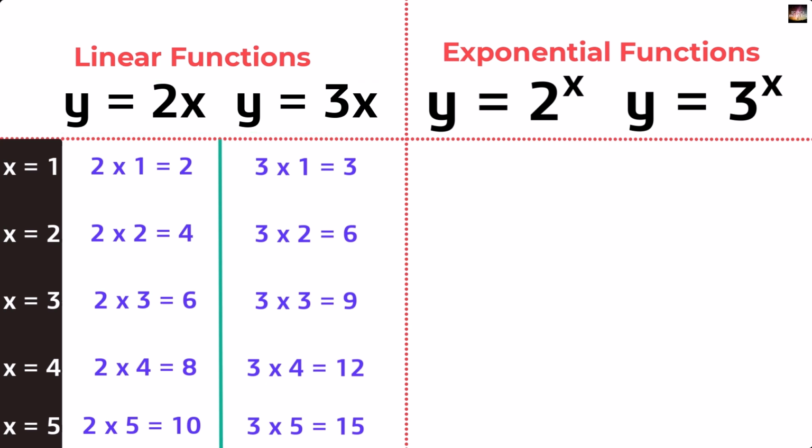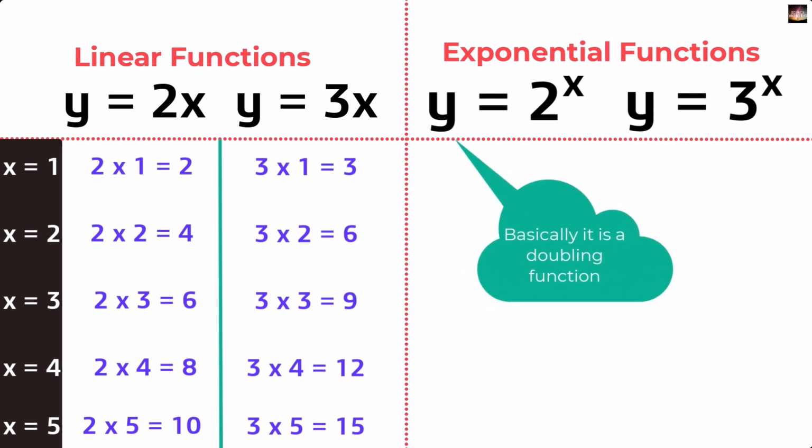But the real magic will appear before us when we look at y equals 2 to the power x. Now observe how our function y, in the case of 2 to the power x and 3 to the power x, grows much faster compared to a linear function. And also notice how much difference there is in the growth between 3 to the power x and these. So 2 to the power x is basically a doubling function.